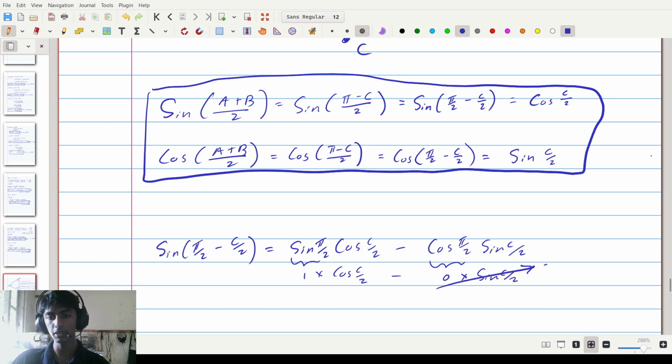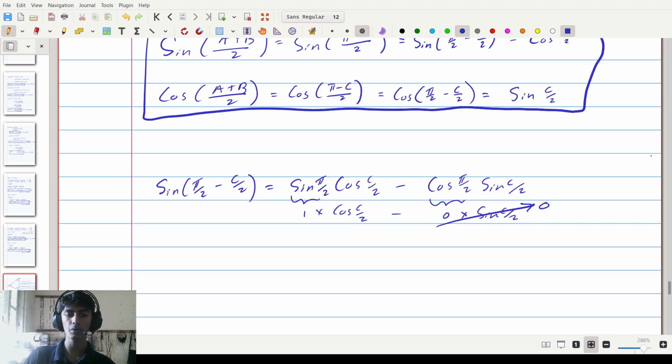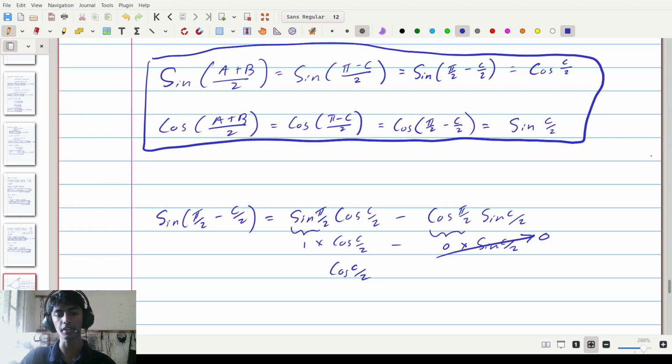So here this part becomes 0. What we are left with is 1 times cosine of C divided by 2, which is cosine of C divided by 2. And well, look at that. Our theory agrees with our other theory. That means both theories are either correct or both theories are wrong. But we know at least one of these theories is correct because we can do successful calculations with it. So therefore, both theories must be correct.